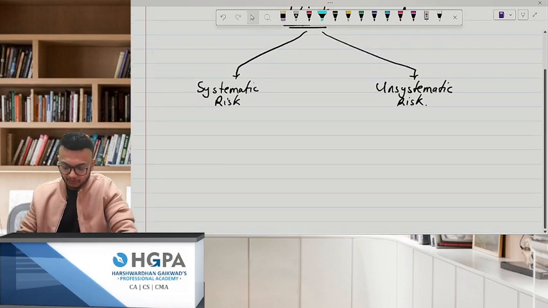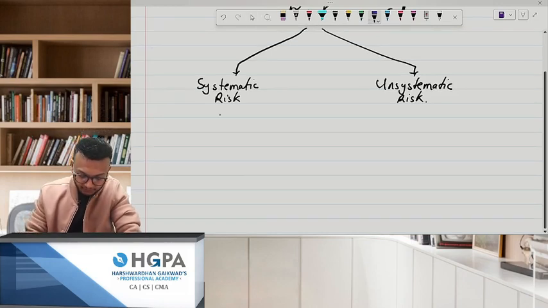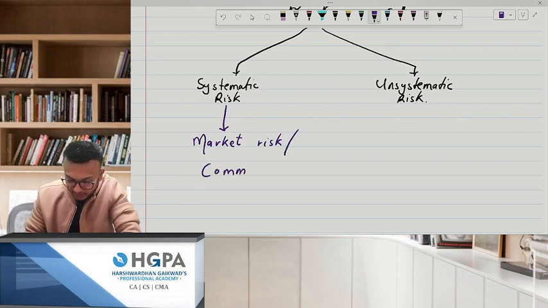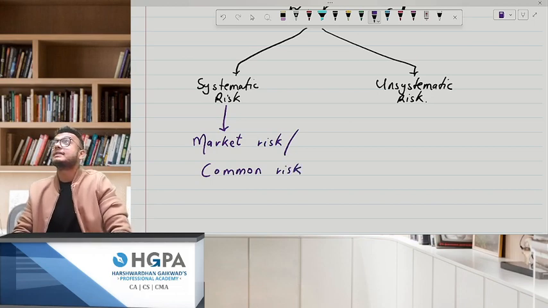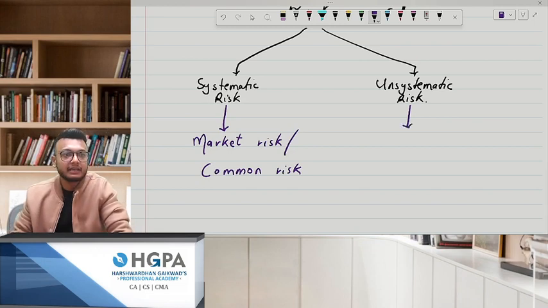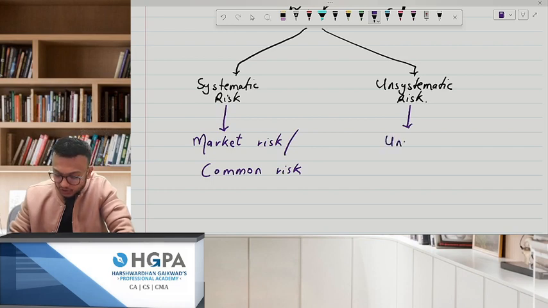Chalo. Now I'll draw one by one. Systematic risk is also called as market risk, or it is also called as common risk. Unsystematic risk, please write down, is called as unique risk.